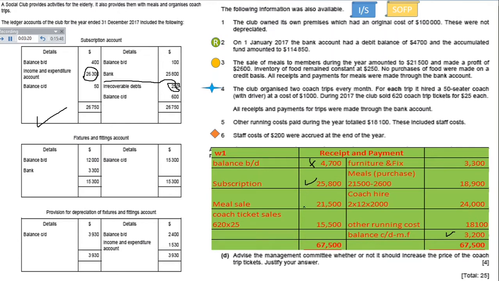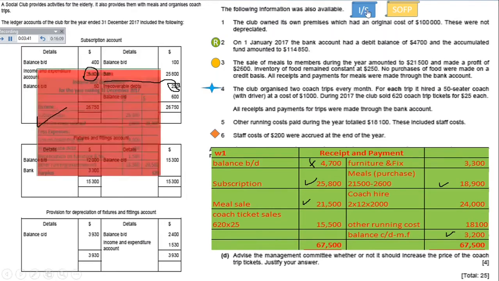So let's go to the third one, meal sale. When you see meal sale, you must search for relevant data. There's meal sale out here, there's meal expenses out here. So all the profit portion needs to be shown in the income statement, this minus this. So this and this I'm going to tick together, so that next time you don't have to go through this.